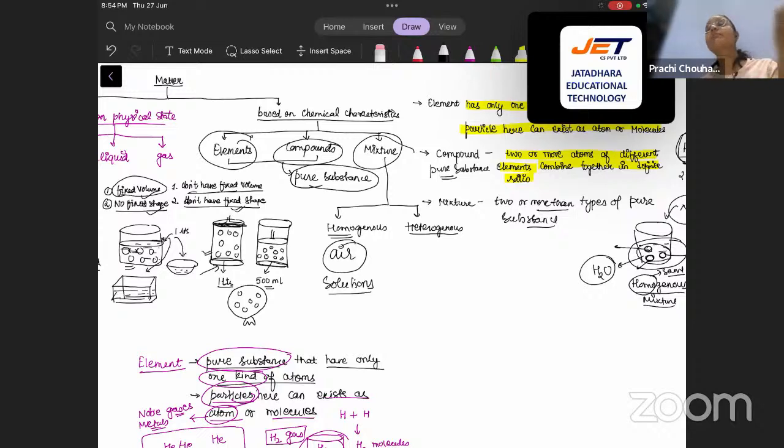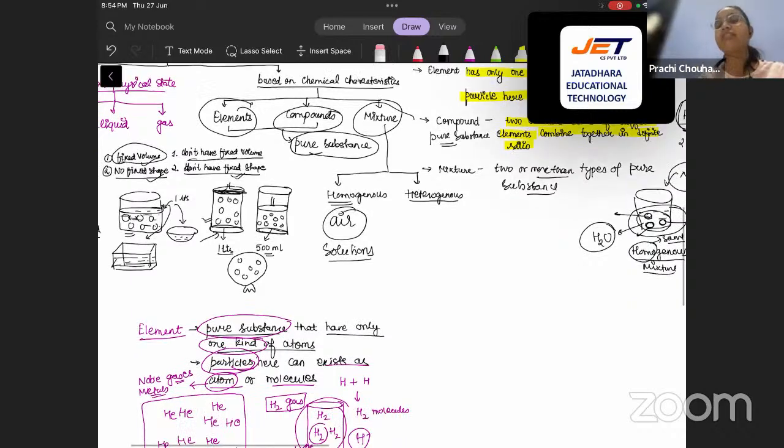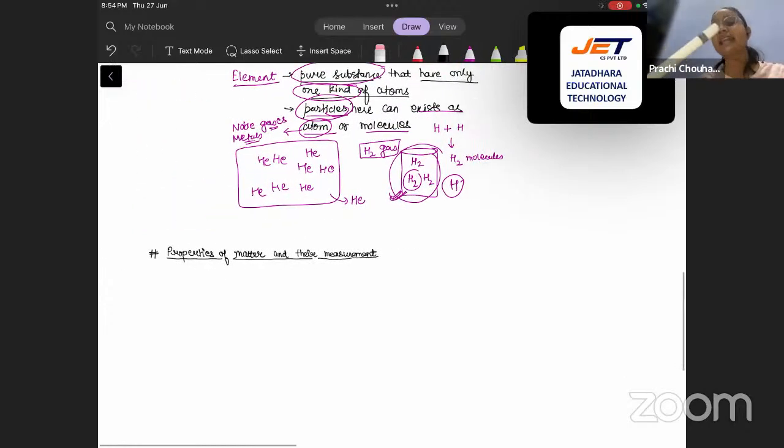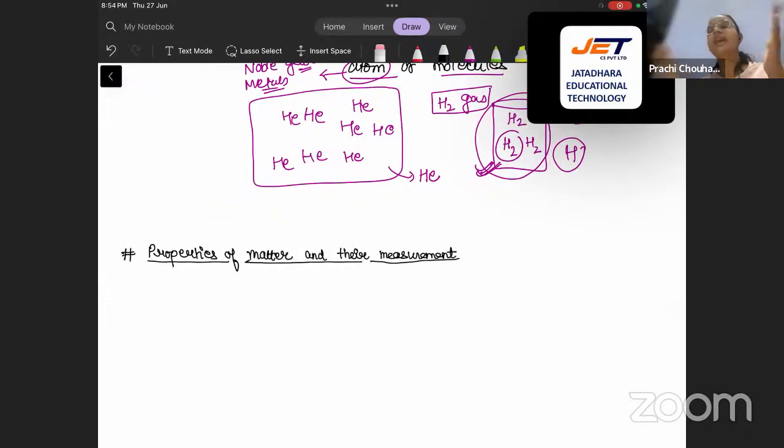Yes. So the story begins with understanding what matter is. Then we learned how we classify matter. The next topic that we will be learning in the next class is, once I know what matter is and how I classify it, the properties of matter and their measurements.